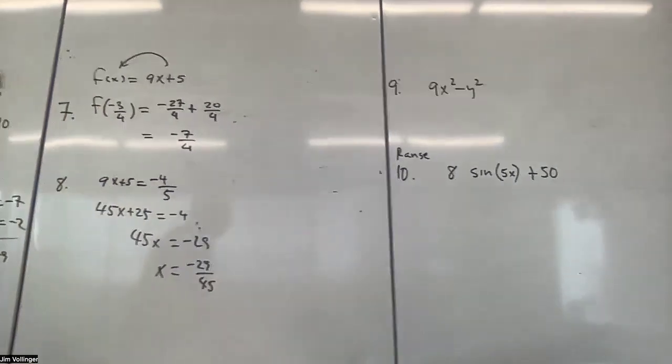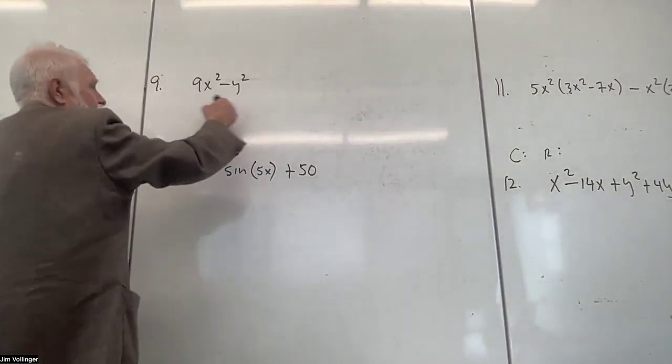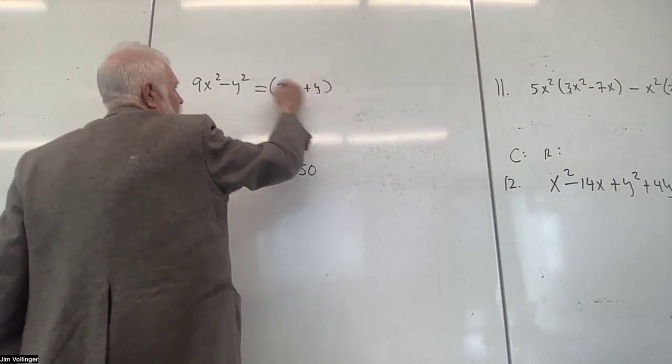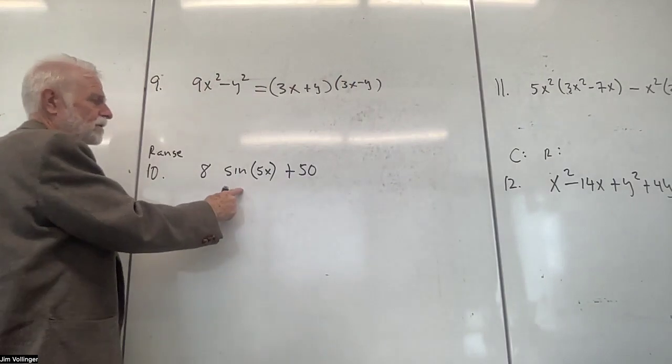All right, 9x squared minus y squared. Every problem we want to write this as a product. We have a difference of 2 squares, 3x plus y times 3x minus y. Difference of 2 squares. What's the range of this?